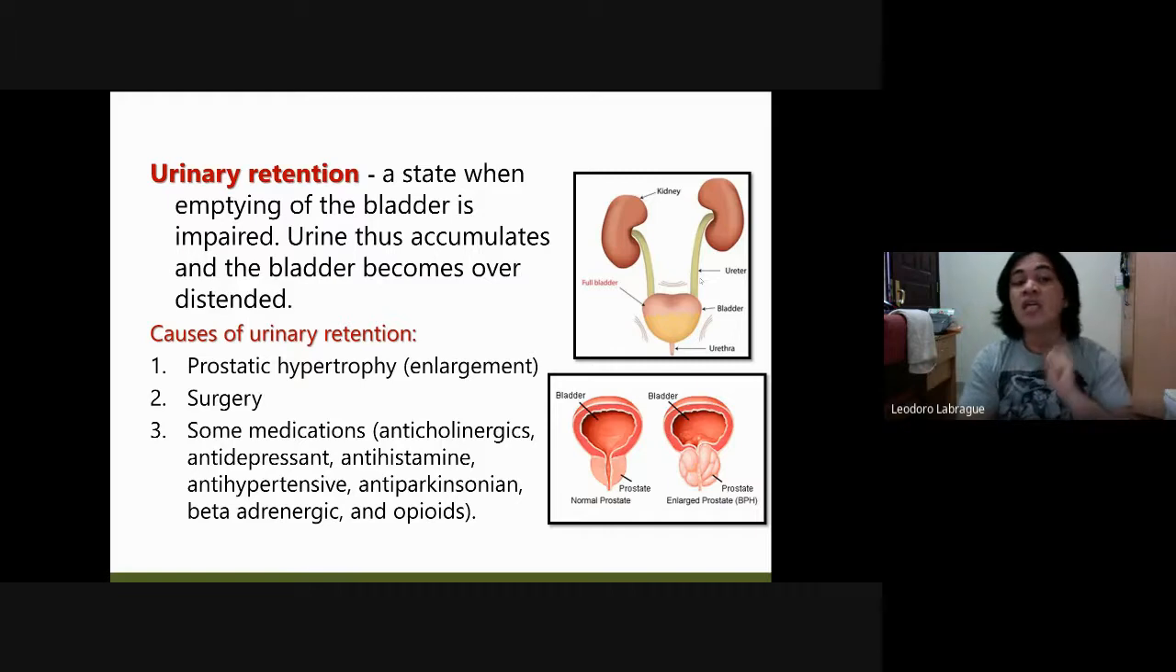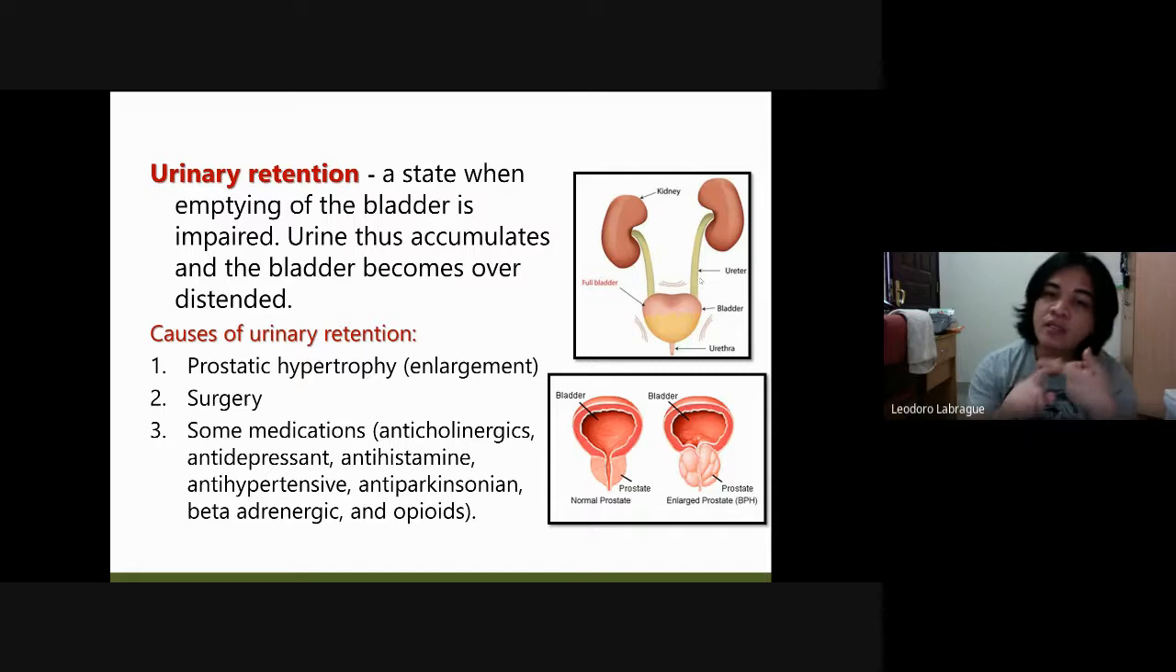In which patients can we observe urinary retention? First, if a patient has prostatic hypertrophy or enlargement. I do not know if you are familiar with the prostate gland. I want you to look at the second photo below, and look at the prostate gland. By the way, only males have a prostate gland. Females, you don't have a prostate gland. Now, how does prostatic hypertrophy affect the urinary system? How does it contribute to urinary retention?